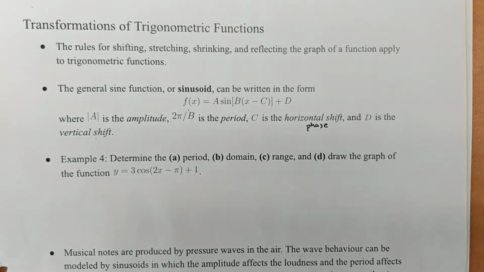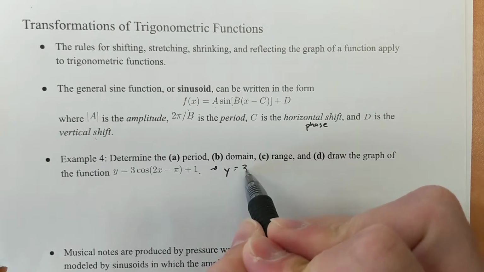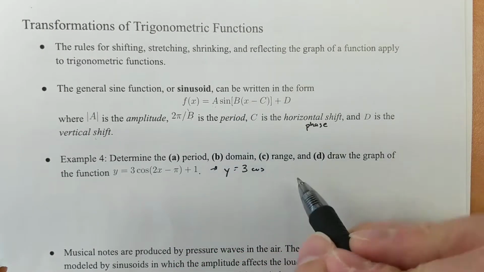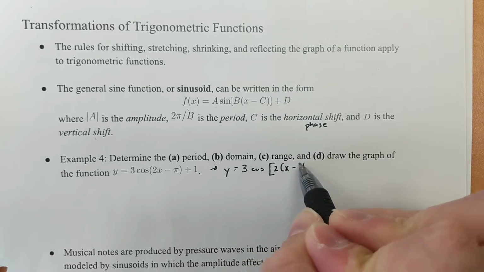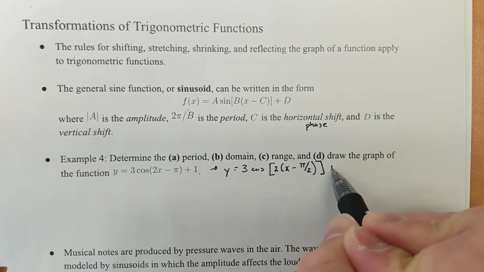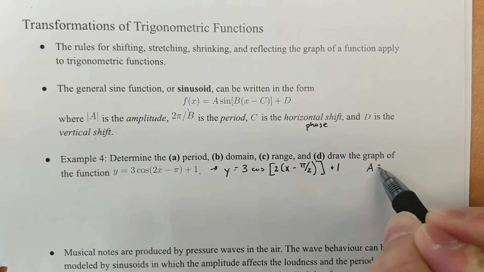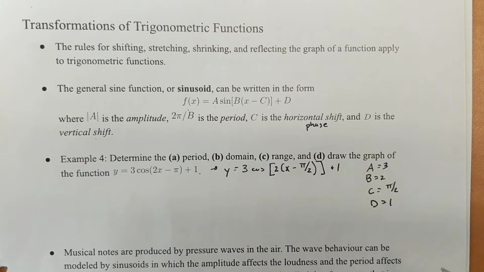All right, so for example 4, determine A the period, B the domain, C the range, and D draw the graph. So there I do need to do one little conversion first. If you notice, you got brackets and then parentheses. So I need to factor this 2 out. And when I do that, this becomes pi over 2 because I divided the 2 out. So now I have my values. So for this problem, A is equal to 3, B is equal to 2, C is equal to pi over 2, and D is equal to 1.